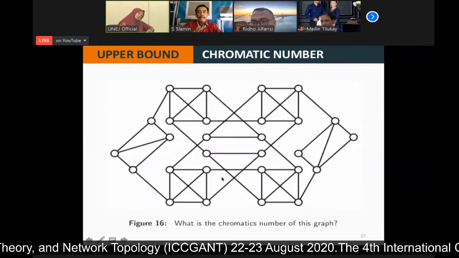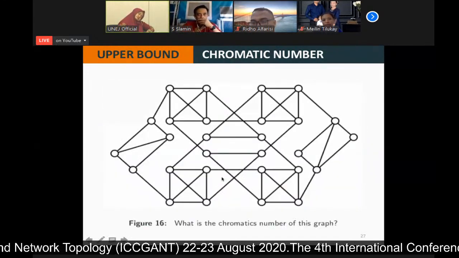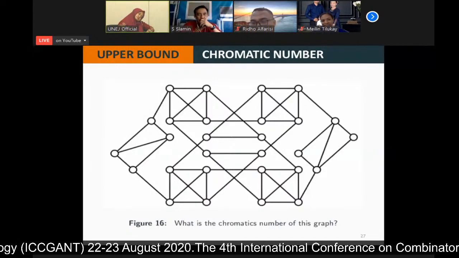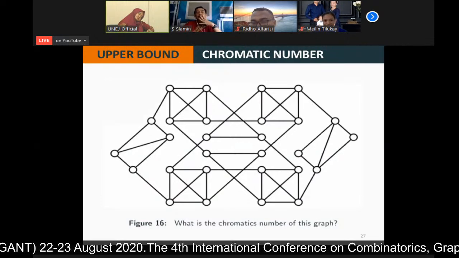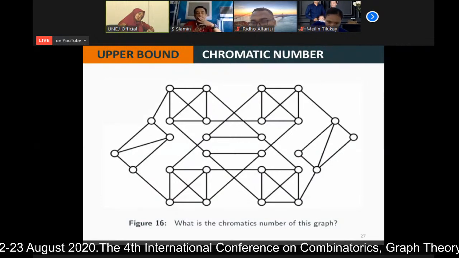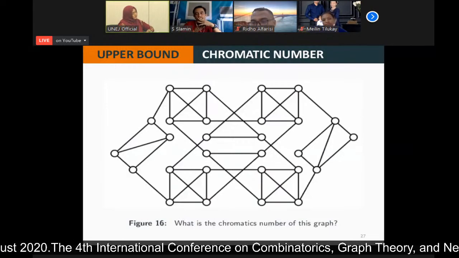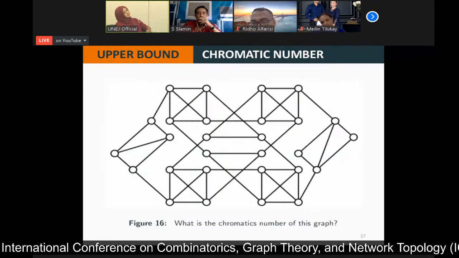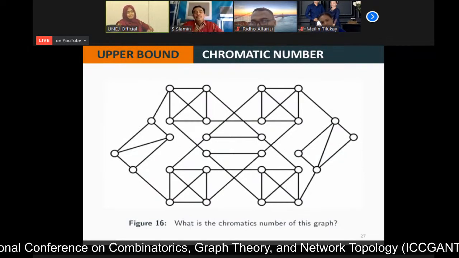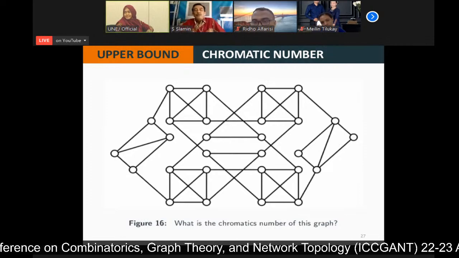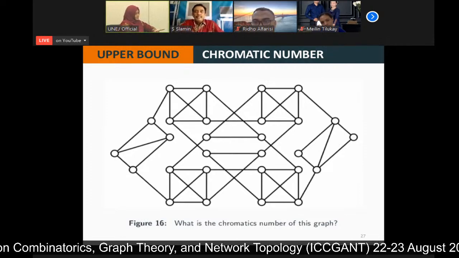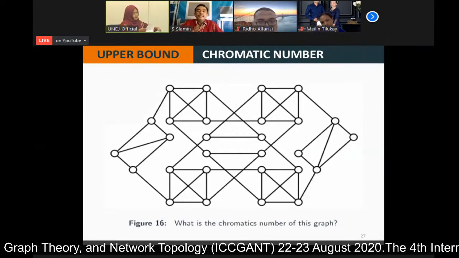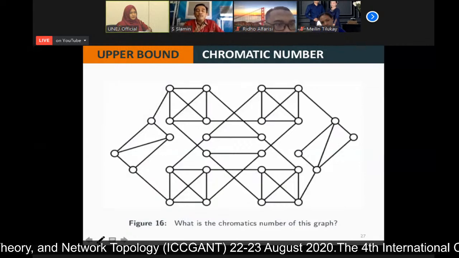Now you can work at home on this graph, or color this graph, and find the chromatic number of this graph. For the upper bound, we can use the largest degree of the graph, and for the lower bound, you can use the chromatic number of a subgraph. If the upper bound is equal to the lower bound, then that's the chromatic number of the graph.